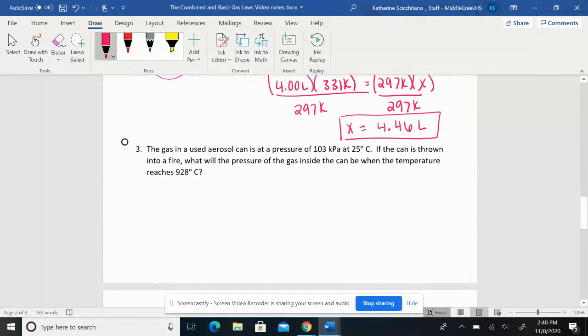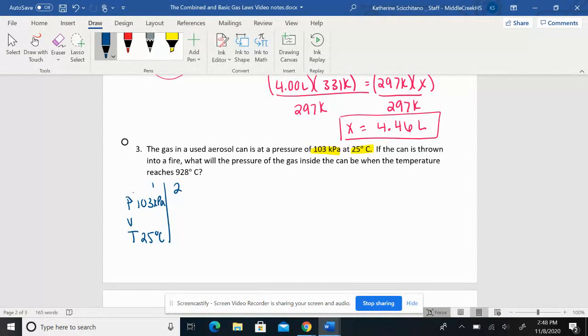All right, next one. Here it says the gas used in an aerosol can is at a pressure of 103 kPa at 25 degrees Celsius. So we're starting out with a pressure and a temperature. I'm just going to go ahead and start drawing my little chart to keep me organized. So my original pressure is 103 kPa, and my original temperature is 25 degrees Celsius.